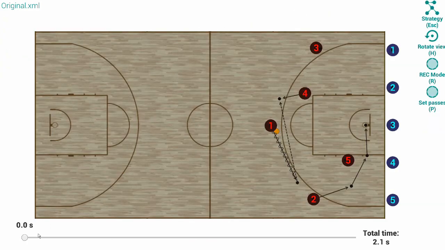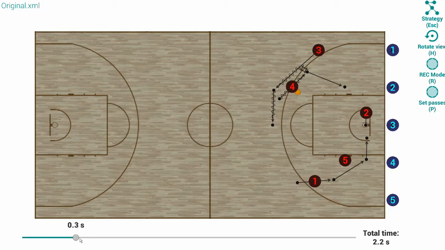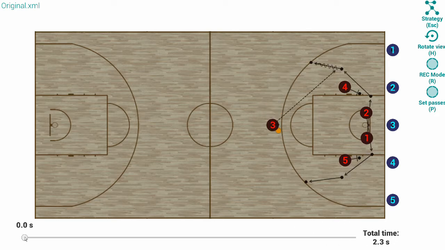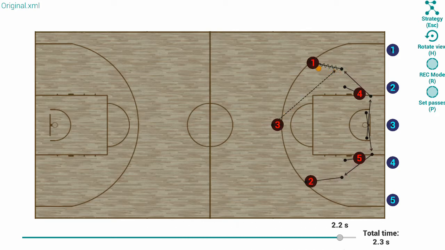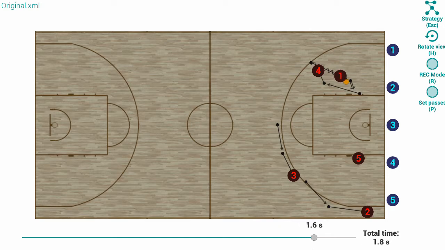So here we have a different play, where player 1 travels with the ball and passes to player 4. Player 4 will hand over the ball to player 3. And then here, with the fork, player 3 actually decides to pass the ball to player 1. Could have passed the ball to player 2 also. And then player 1 will enter the 3-point area with the screen by player 4 and then attempt to score.